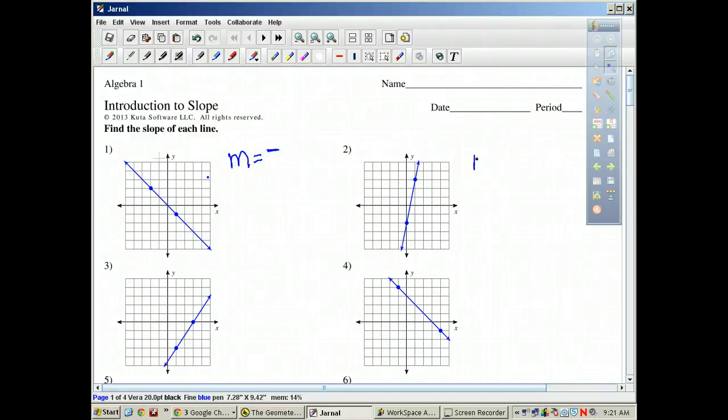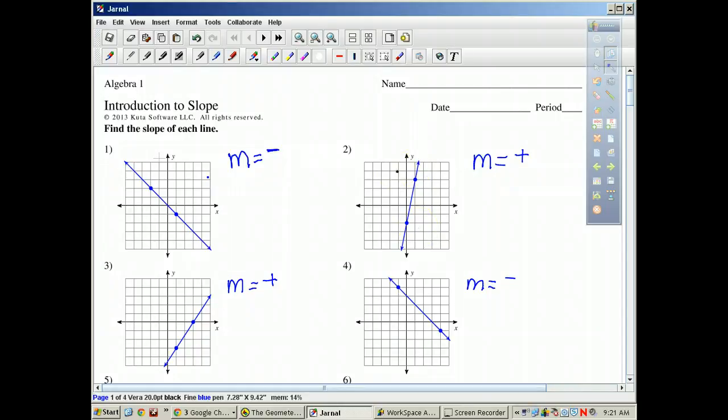Go to number 2, same thing. M equals, what is this? Positive or negative? Positive. M equals positive. Go down to number 3. What about number 3? What do you think? Positive. All right. Good. Number 4, what do you think? Negative. All right. So far, that's what you have on your page.